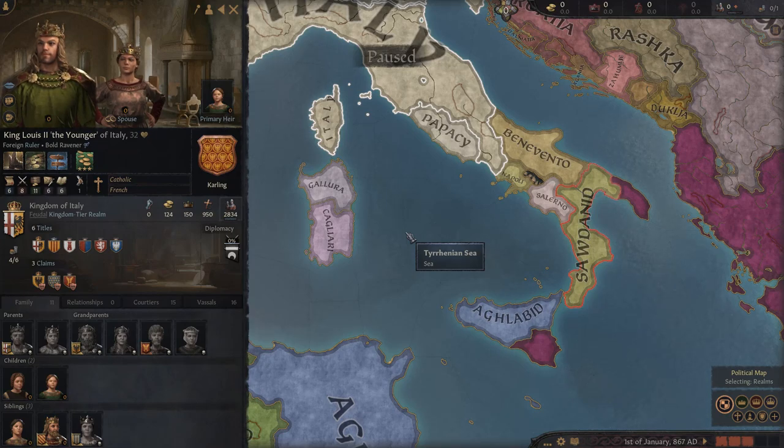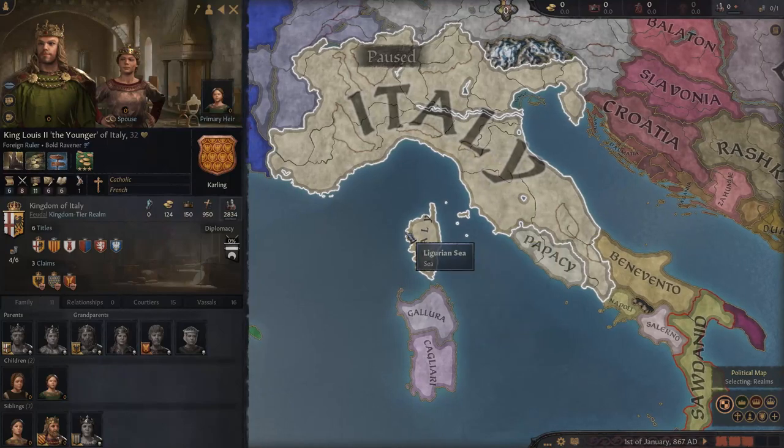Whilst there, his brother Lothair II died. But due to Louis being so far away, he couldn't actually stop his uncles Charles the Bald and Ludwig the German from dividing his brother's lands amongst themselves. After another successful campaign against the Saracens in southern Italy, Louis died on the road home. Since he never had a son, he actually named his cousin, Karlmann, son of Ludwig the German, as his successor.